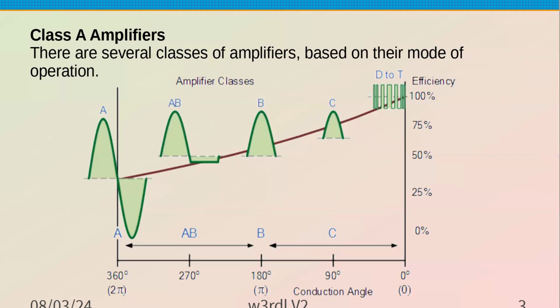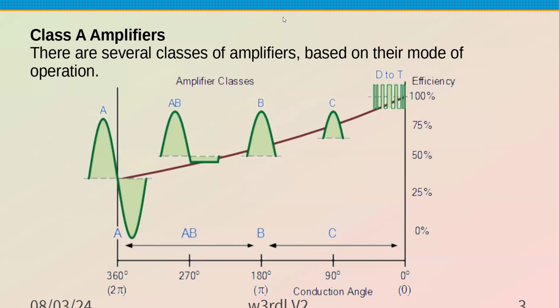AB, they said it's biased so it conducts more than 180 degrees of the time, but not as much as a type A. So you have both of those devices conducting at the same time in that overlap region, which reduces the amount of distortion at the price of a little less efficiency. And that was the type AB.